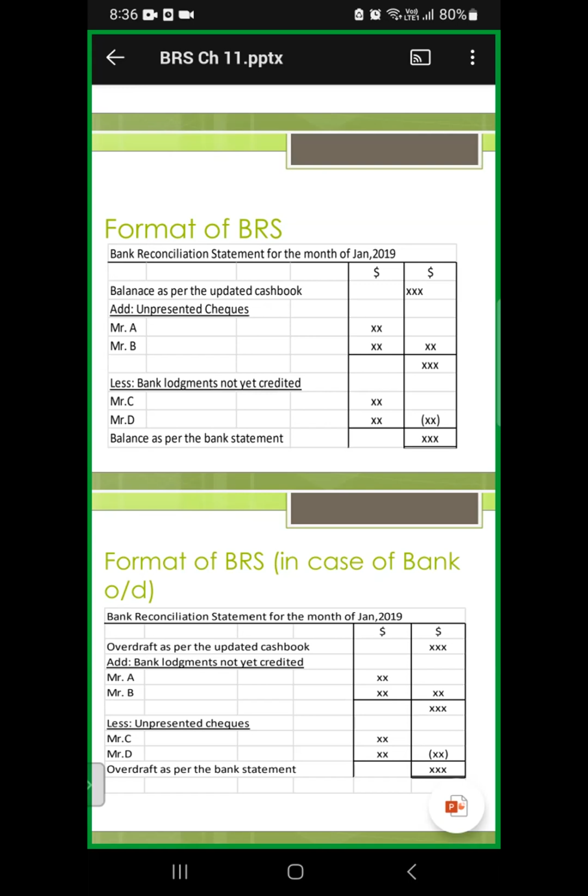The examples that I gave you involved only one unpresented check and one uncredited deposit, so I went for one column bank reconciliation statement. But in actual, you usually have more than one, so you can go for two column bank reconciliation statement. Can you explain why we subtract bank lodgements in a not updated cash book, or if it's an overdraft?